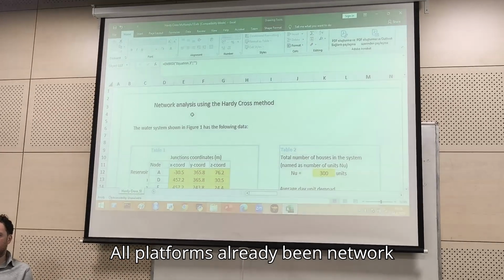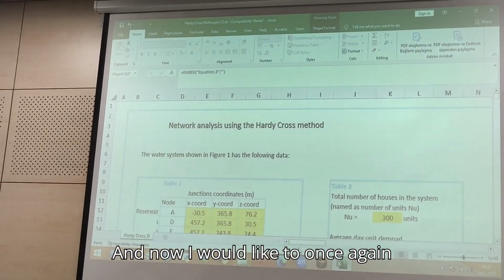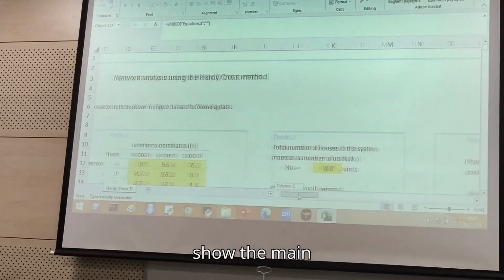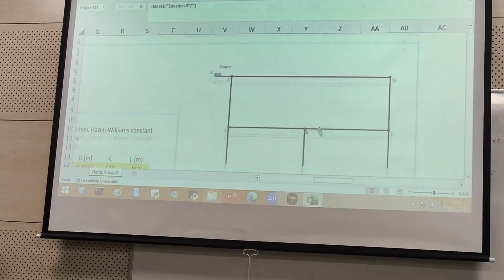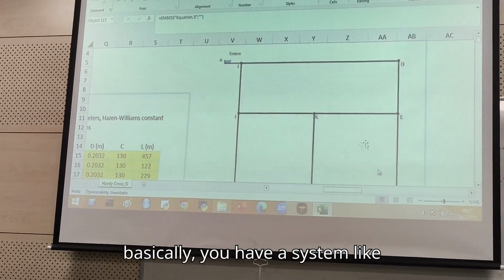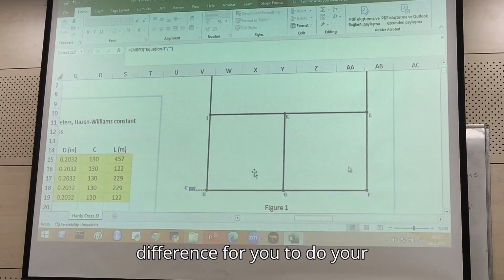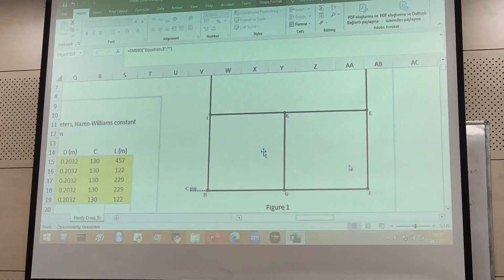We performed already the network analysis using the Hardy-Cross method, and now I would like to once again show the main parts of our study. So basically, you have a system like this, and the system will be, of course, different for you to do your projects.